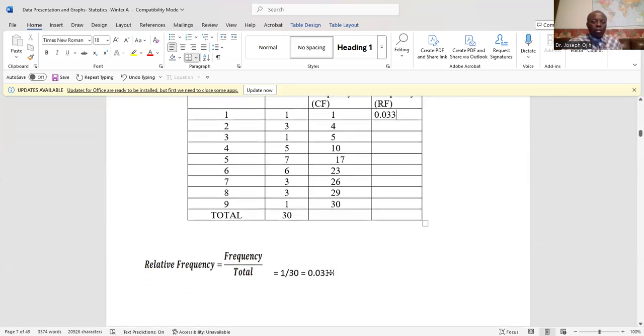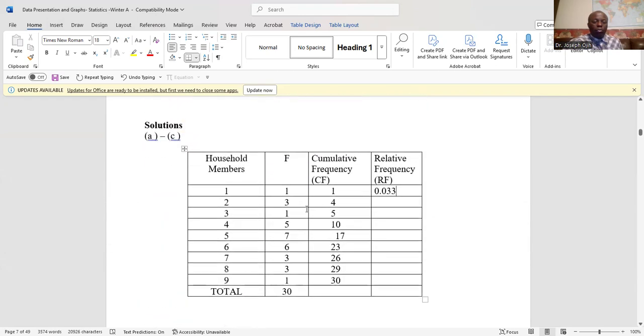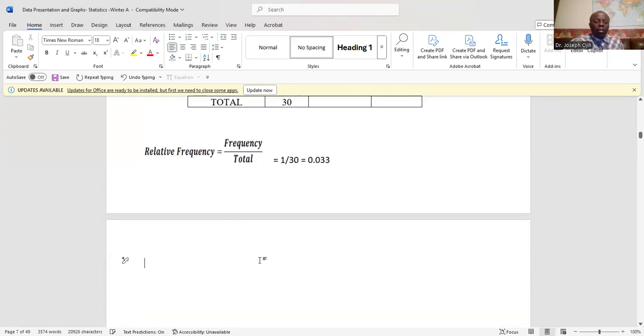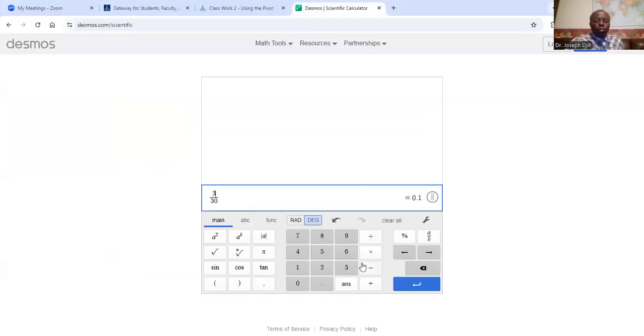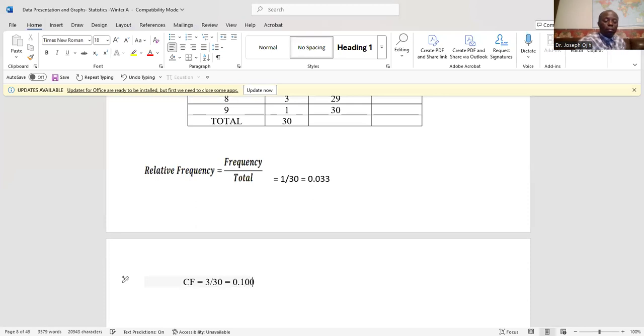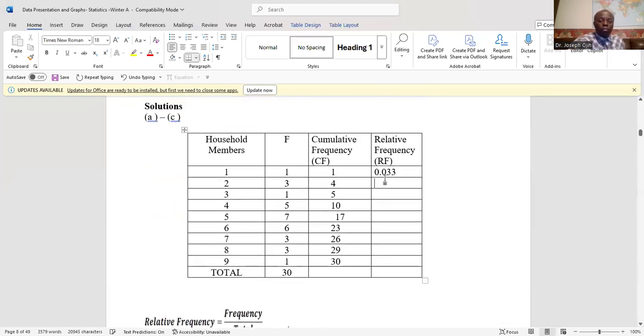Next one is 3 divided by 30. For this one, 3 divided by 30, change this to 3, and it gives 0.100. So you go there and put 0.100.